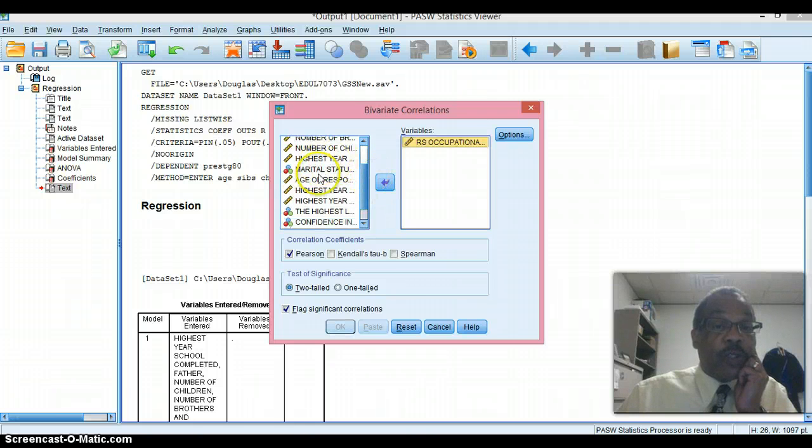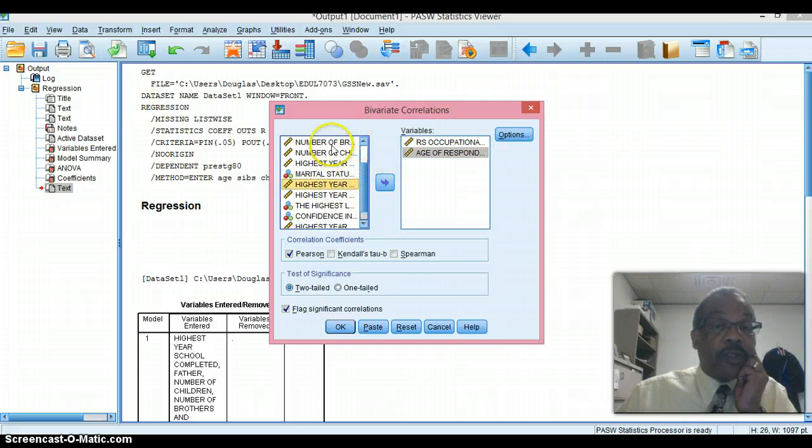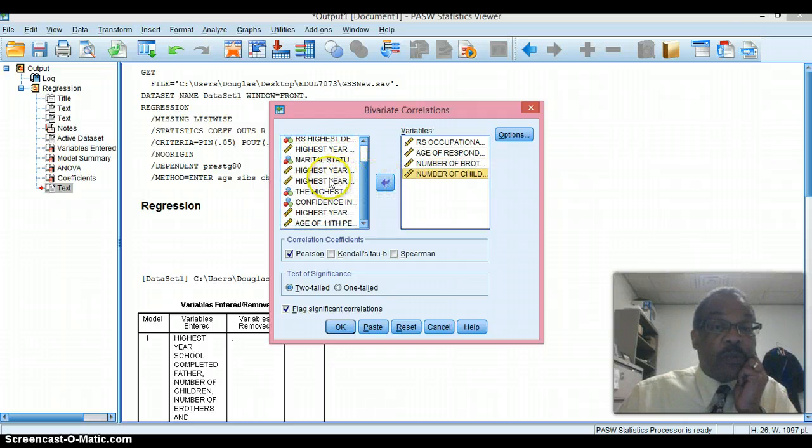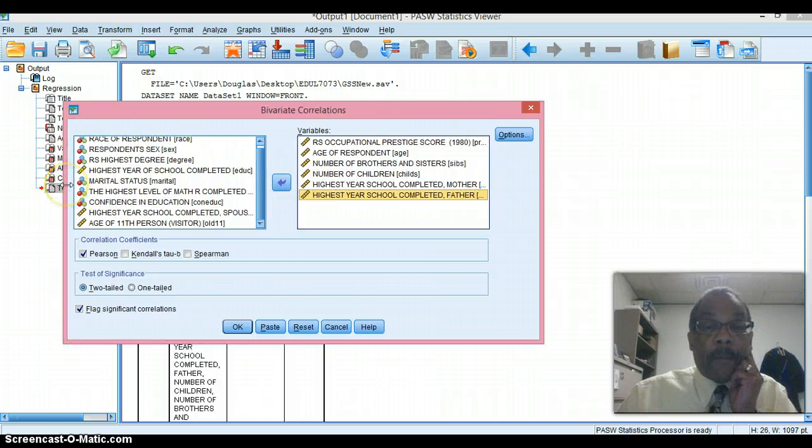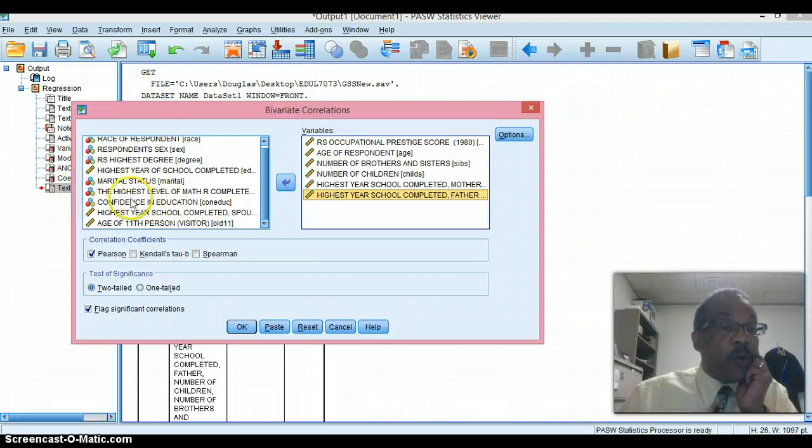And so occupation, age, number of brothers and sisters, number of children, highest year school completed, and I think I'm missing one. Let's see which one I'm missing. Age, number of brothers and sisters, number of children, highest years completed by whom? By mother, by father, and my own.